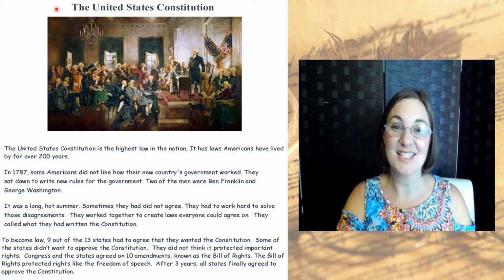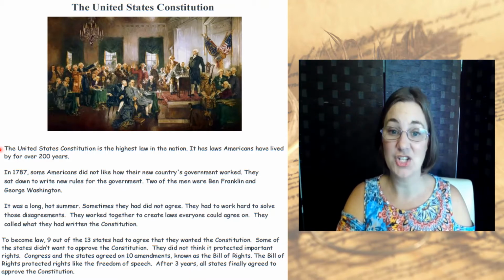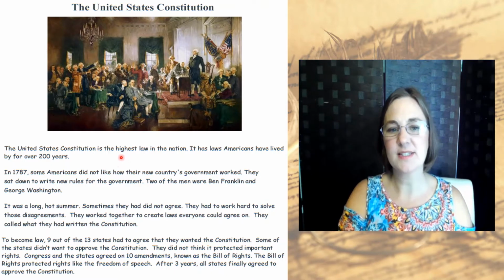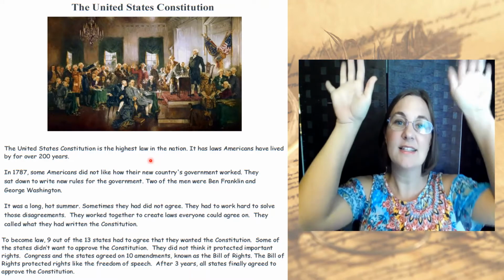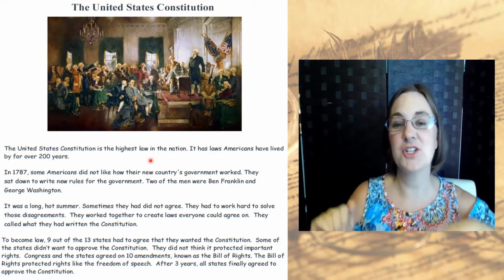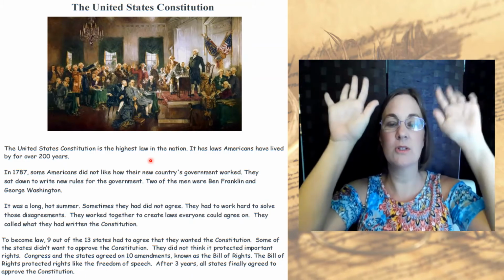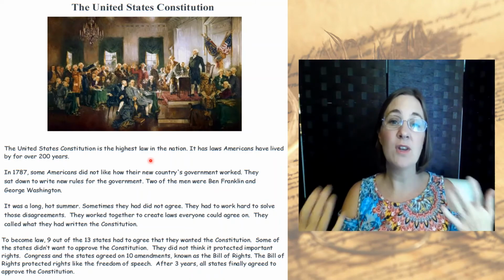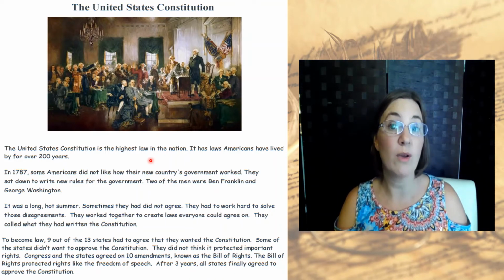The United States Constitution. The United States Constitution is the highest law in the nation. It has laws Americans have lived by for over 200 years. I want to stop and talk about this, the highest law in the nation. That doesn't mean that it's the highest up on the shelf and people who are short like me can't reach it. When they mean the highest law in the nation, they mean that this is the most important law in the nation. All the other laws are based off the Constitution. And if anybody has an idea for a law, they always have to go back to the Constitution to see if it's a law that is okay.